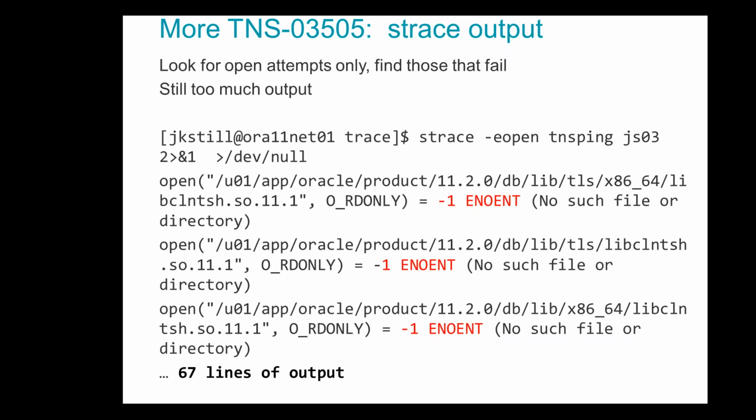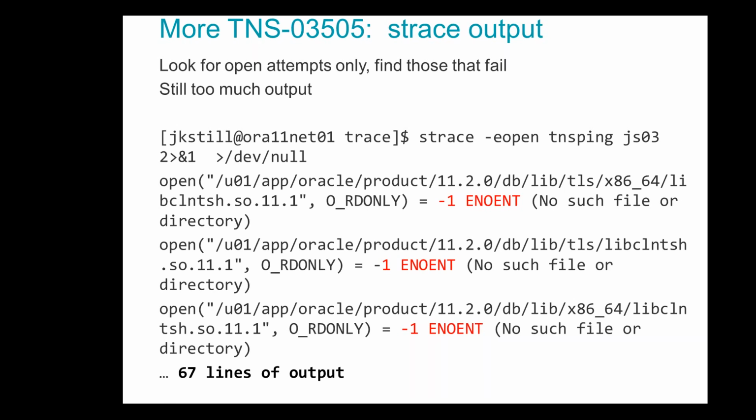So now let's look for attempts that fail. Not just everything that is trying to open, but only those that fail. But there's still too much output. So look at the first one here. We see a -1 ENOENT, which means there's no such file or directory. This is very standard procedure for Oracle to try and open files that don't exist. What it's doing is looking for a particular file that it needs, but there are multiple locations where it may be found. So it has a list it goes through until it finds it. So it's pretty normal to see these.